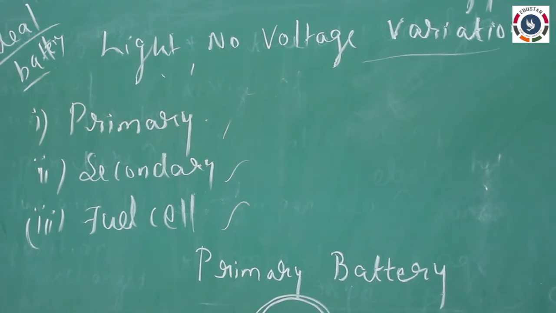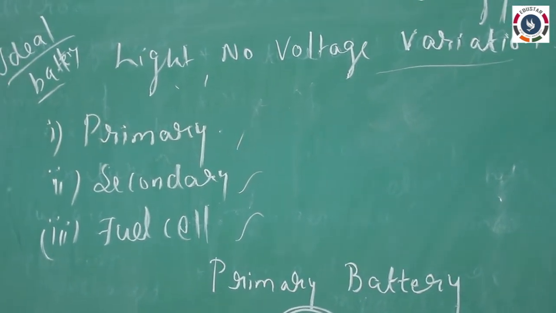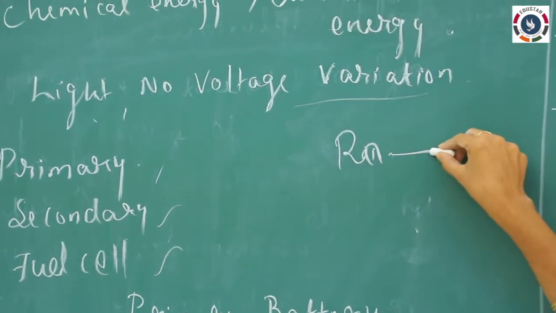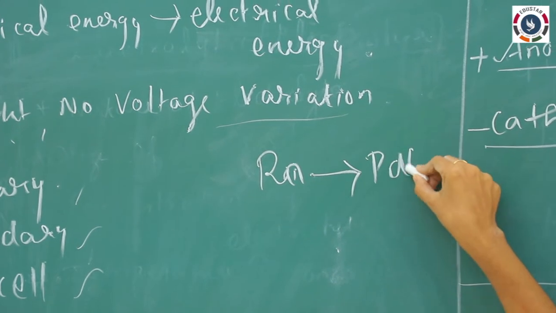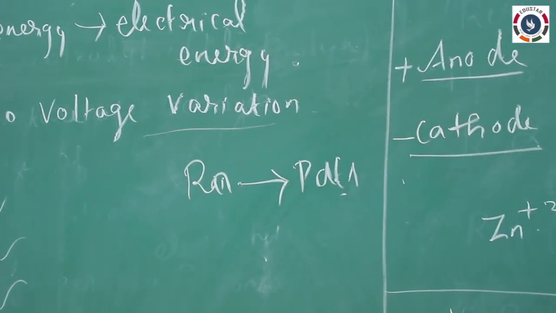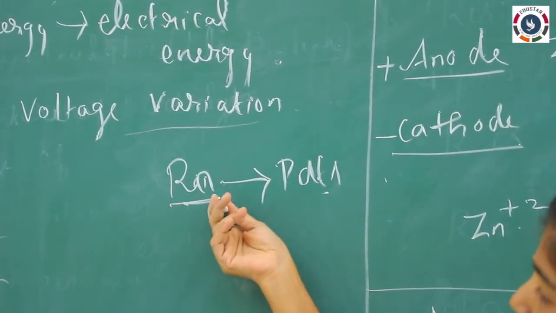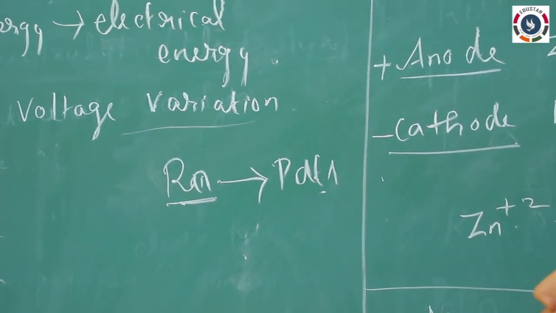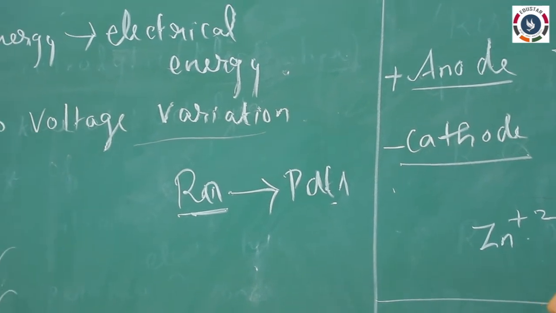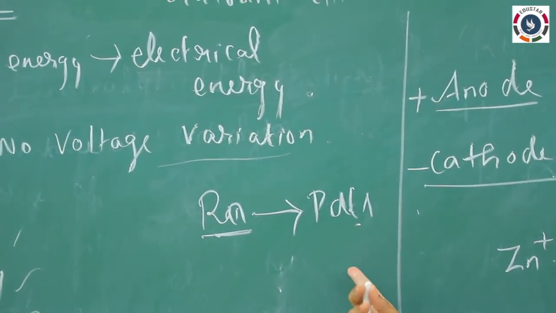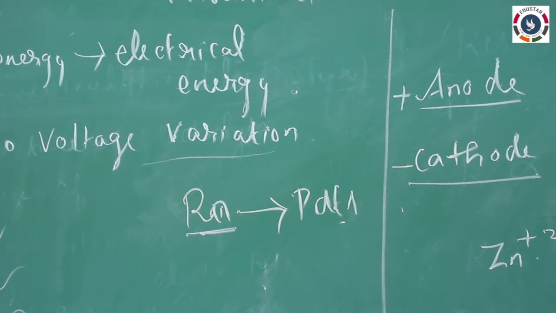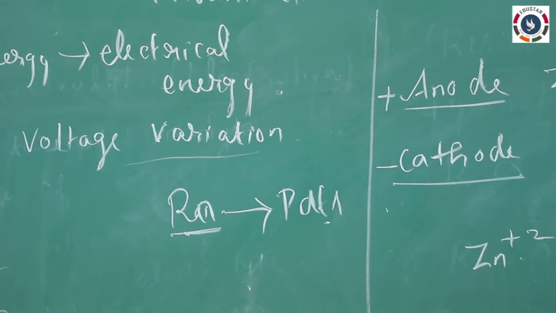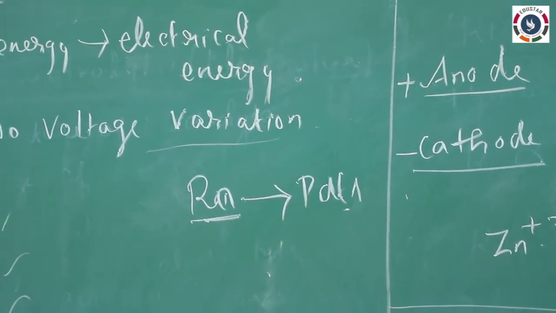In a primary battery, the reaction goes only in one direction, that is the reactants form products, and after a particular period of time all the reactants get depleted and the cell becomes dead and can't be used anymore. This is the primary battery. This primary battery is known as the dry cell, and the famous dry cell is the zinc carbon battery.